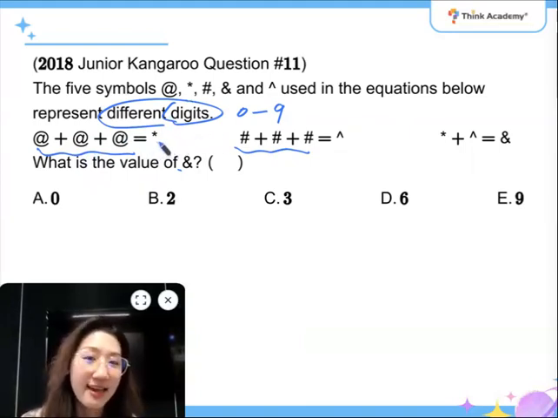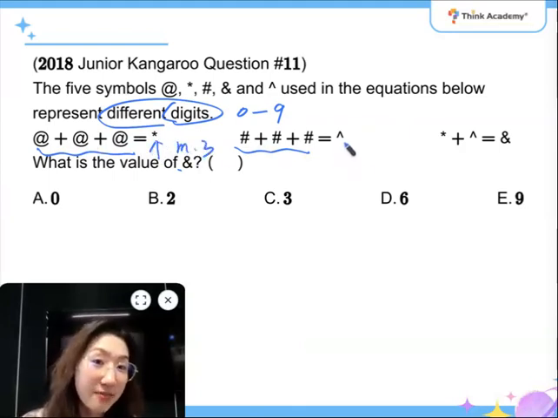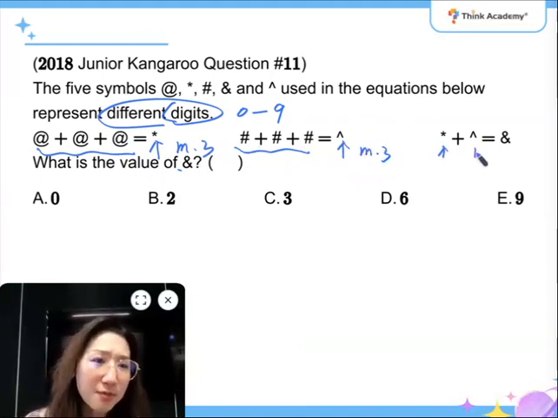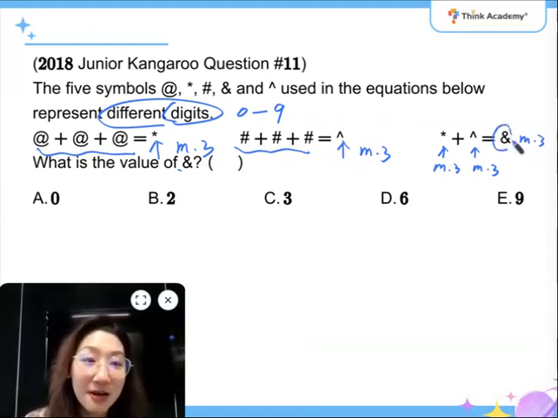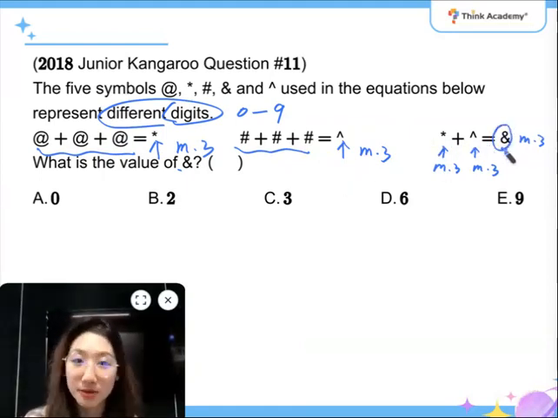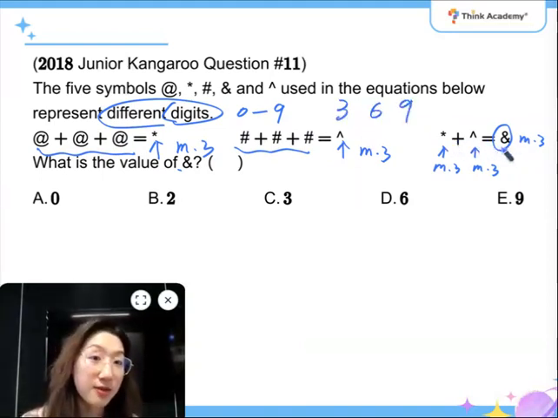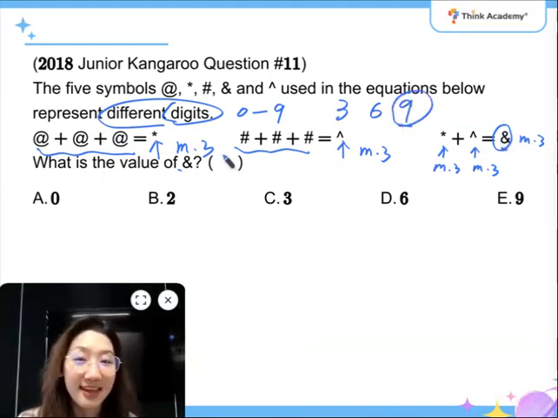So if 3 @ sign add up to a star sign, that means the star sign will have to be a multiple of 3. And the same is true for the caret. That will have to be a multiple of 3 as well. Now, if 2 numbers are multiples of 3, when you add them up, you will also have a multiple of 3 for sure. So that means our ampersand, the star sign and the caret are all multiples of 3. So what are the numbers from 0 to 9 that are multiples of 3? That is 3, 6, 9. Since you add something to get the ampersand, that means ampersand is the biggest one. So ampersand will have to be 9 in this case.